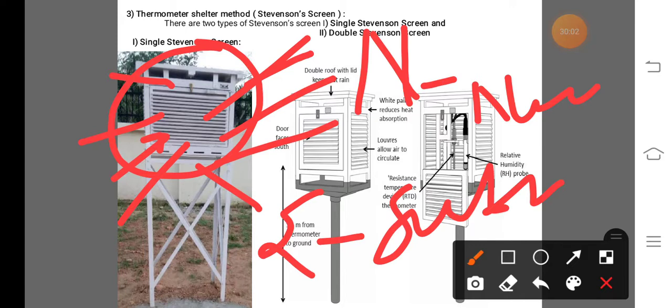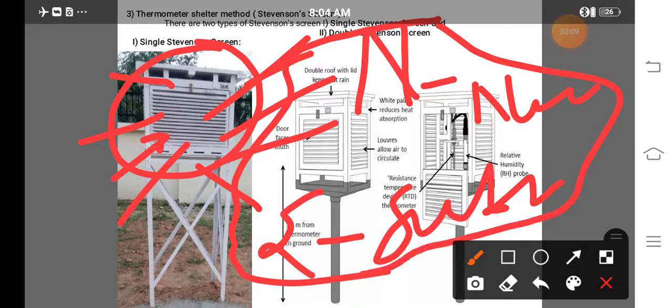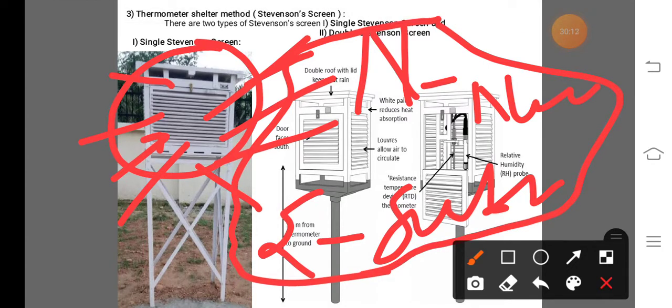So this is about the different characteristics. In the northern hemisphere, the face of the single Stevenson screen is towards the north, and in the southern hemisphere, the face is towards the south, to avoid the heating or adverse effect of direct solar radiation on the thermometer while recording the temperature or the thermometer readings. So this is about the single Stevenson screen.